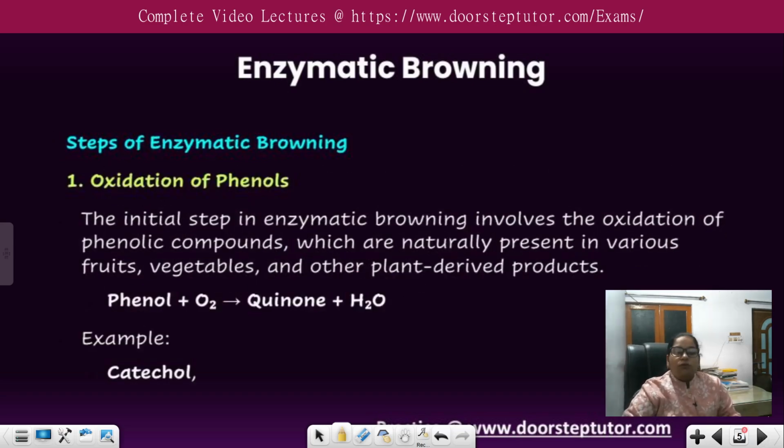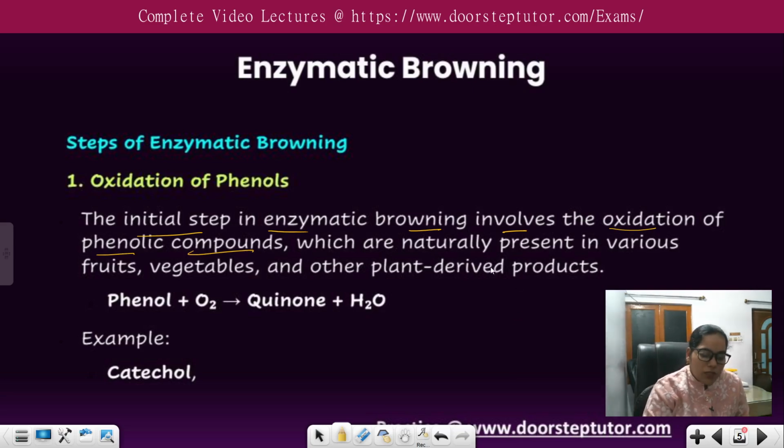Now, what are the steps involved in enzymatic browning? There are many processes that take place, like oxidation and polymerization. We study them one by one, starting with the oxidation of the phenol. The initial step in enzymatic browning involves the oxidation of phenolic compounds, which are naturally present in various fruits, vegetables and other plant-derived products.